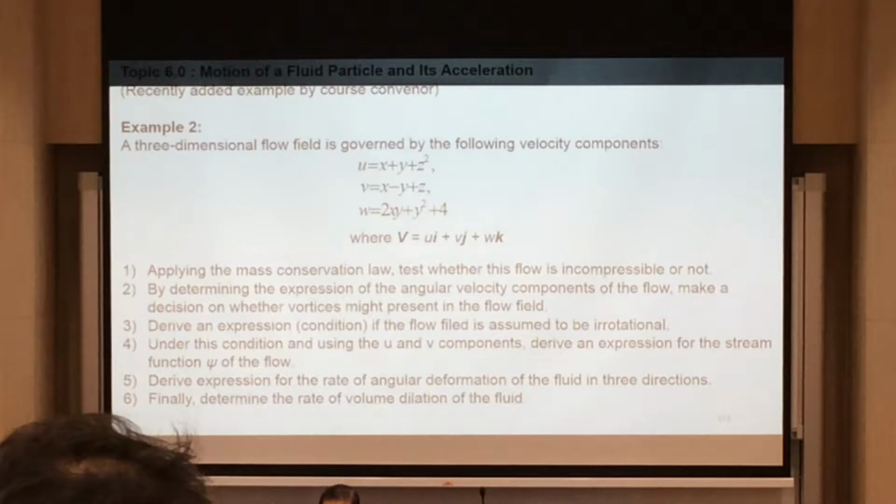okay, part one. Example. I call example 2 topic 6, right? Topic 6. Okay? Okay. What?